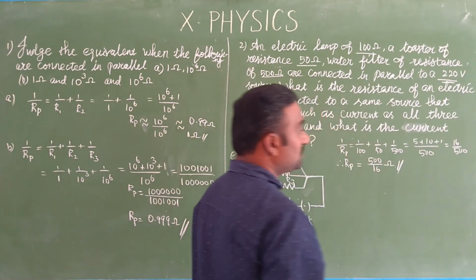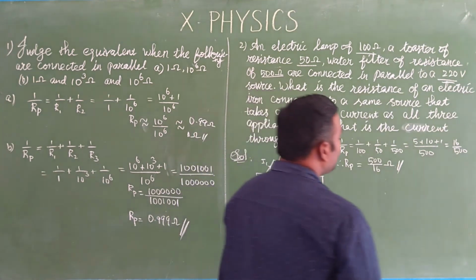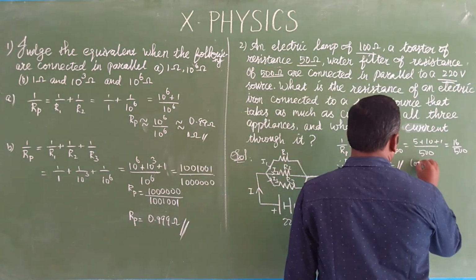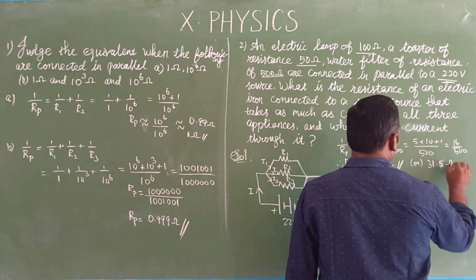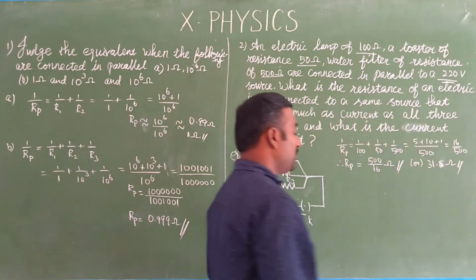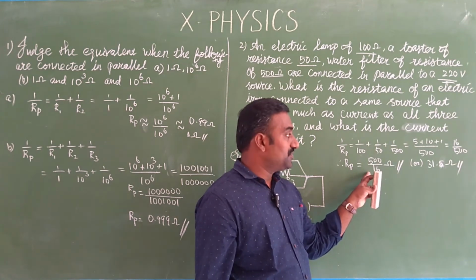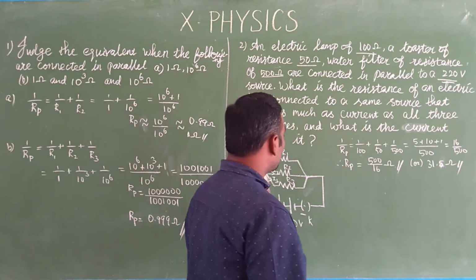So this is the resistance value. If you round up, then we'll have 31.5 ohm. Okay, but we don't want that value. We'll stop up to this. Now this is the total circuit resistance.